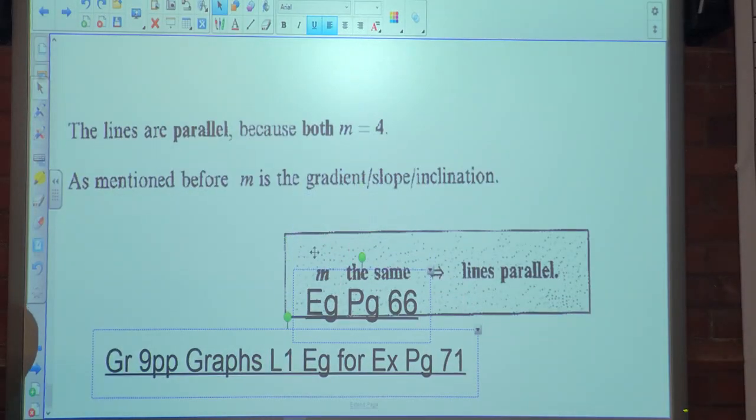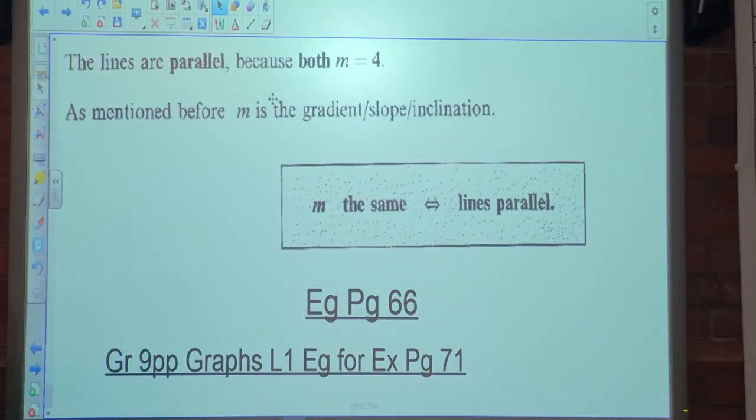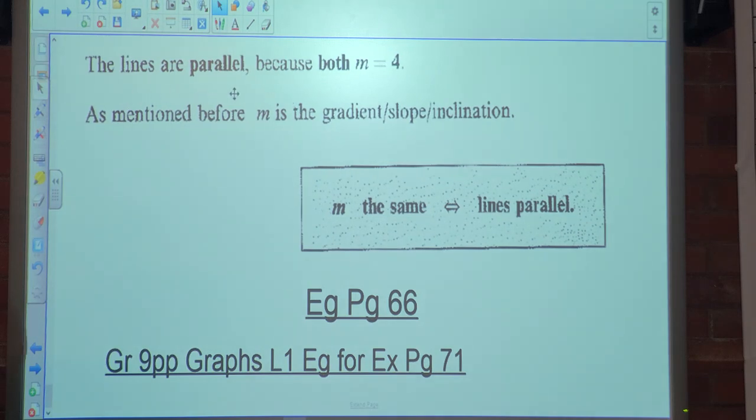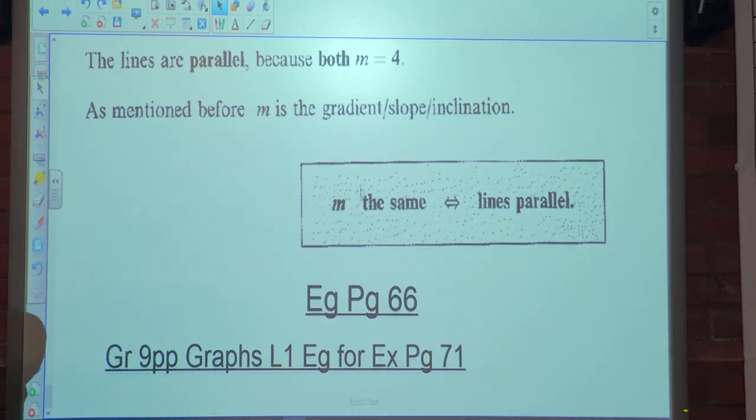And here's a note. Okay, they made a note as well. If lines are parallel, the lines are parallel because the gradient is equal to 4. As mentioned before, M is the gradient, slope or inclination. If M is the same, the lines are parallel. Okay.